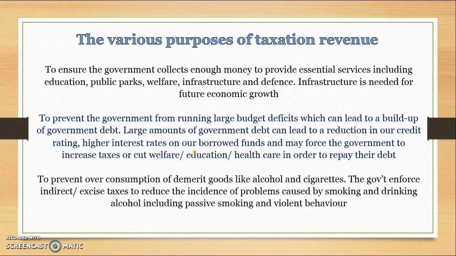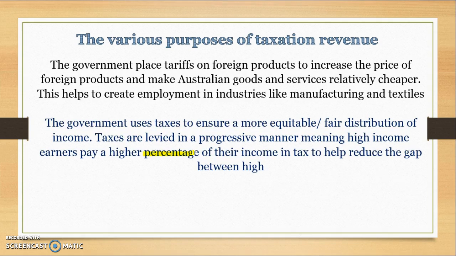So within our purposes, we've got to collect money to provide services, to prevent budget deficits and growing debt, to reduce the consumption of demerit goods, to tax foreign products so the price of imports increases, and to ensure a more equitable distribution of income.